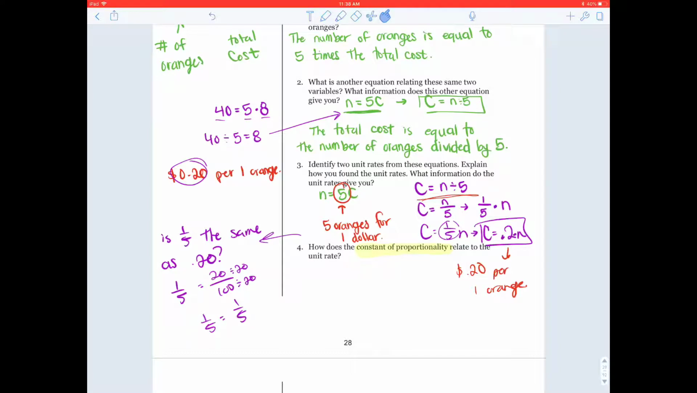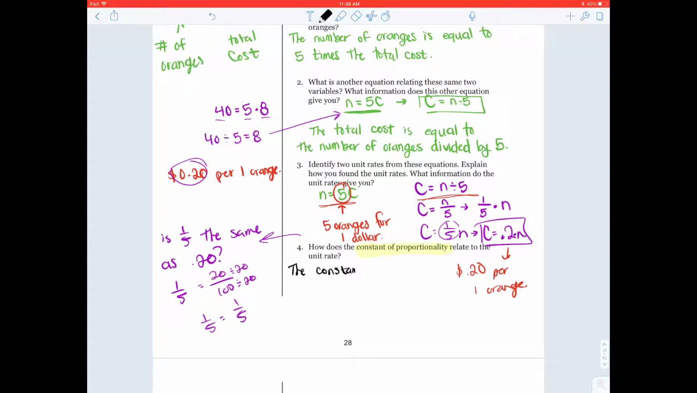Remember, in an equation, the constant of proportionality is the number we are multiplying by the variable. So in both of these cases, in n equals 5c and c equals 0.2n, aren't those our unit rates? So can we say that the constant of proportionality is the unit rate? Why, yes, we can.